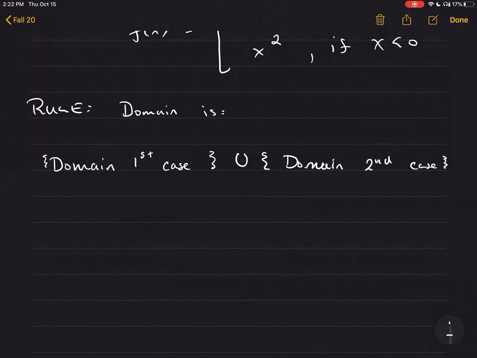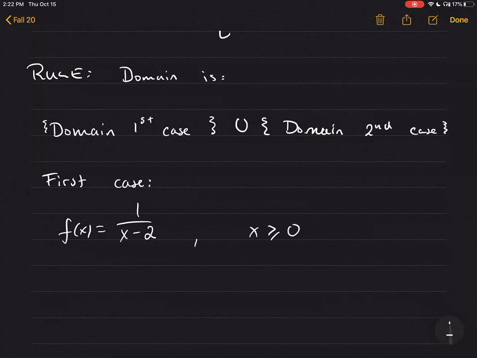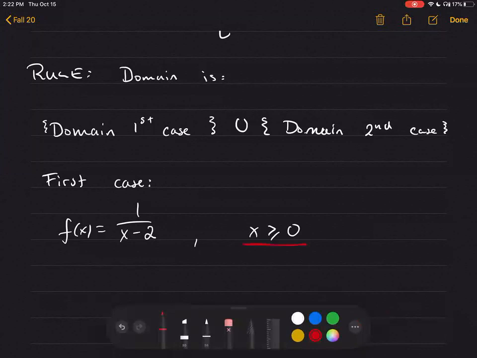So what we're going to do is we're just going to look at them case by case. So the first case is, what was it? Oh yes, f of x equals 1 over x minus 2, and this is for every x greater than or equal to 0. So we know that it's only defined here for this case, right?